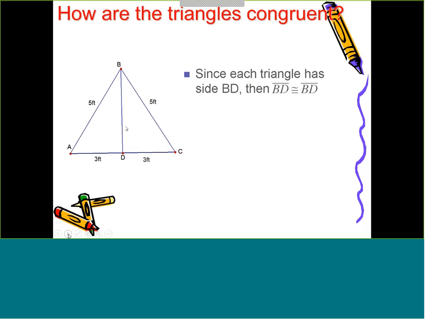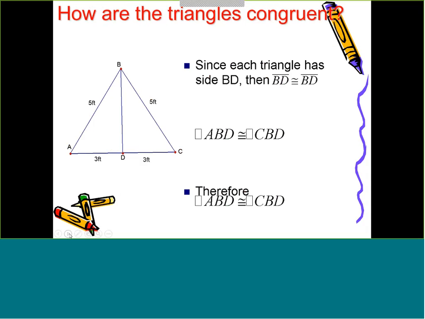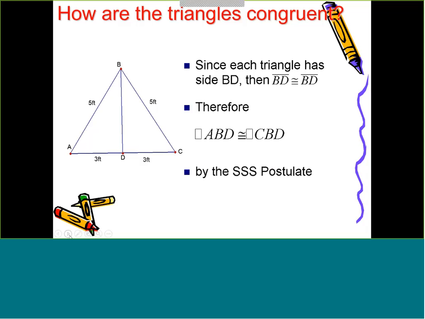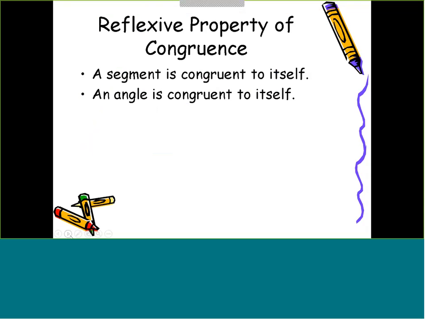When they share a side, that actually has a special name. Since each triangle has side BD, I know that BD is congruent to BD, and that is called the reflexive property. When they share that side, I know that side is equal to itself. Triangle ABD is congruent to triangle CBD by the side, side, side postulate. The reflexive property of congruence is when a segment is congruent to itself, or an angle is congruent to itself.